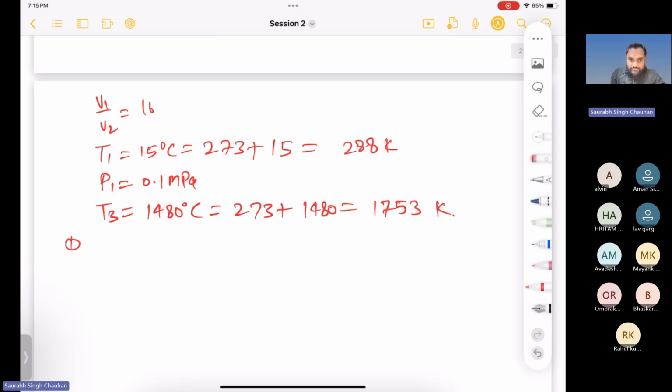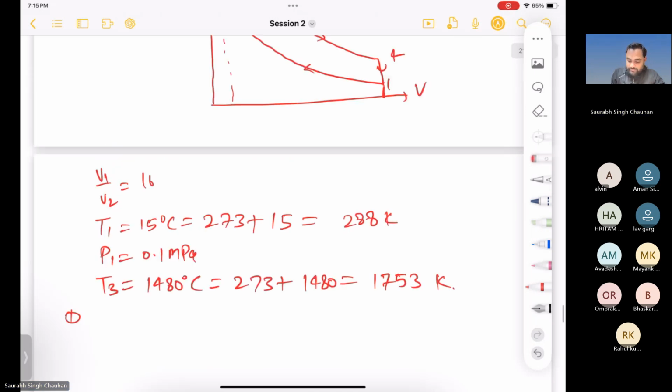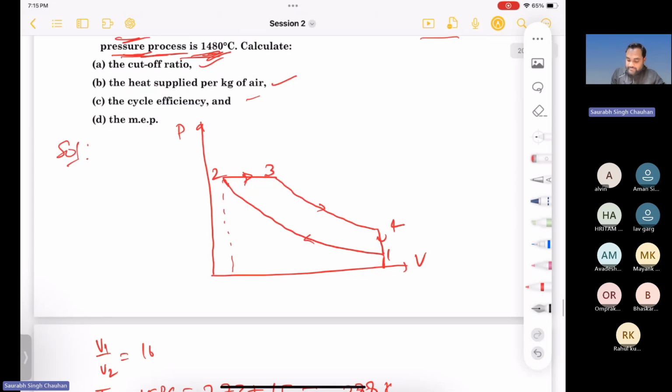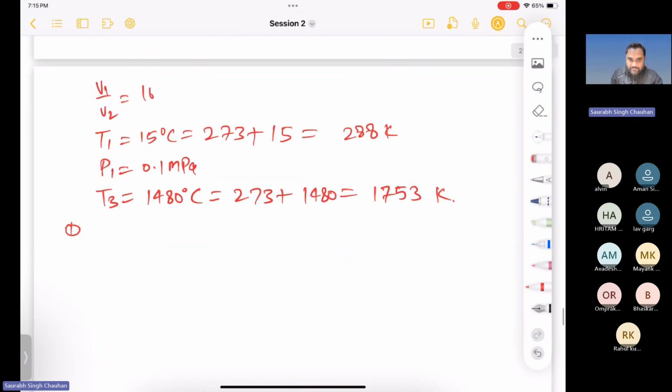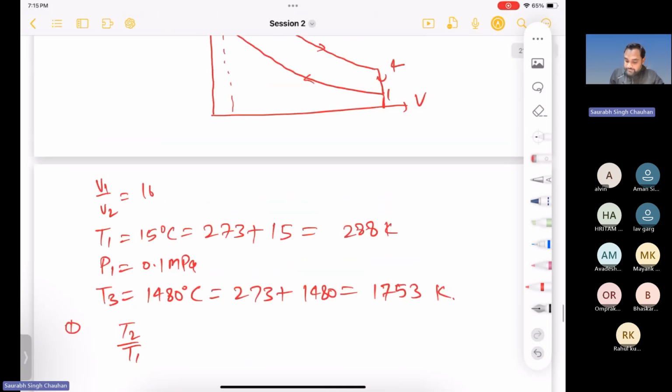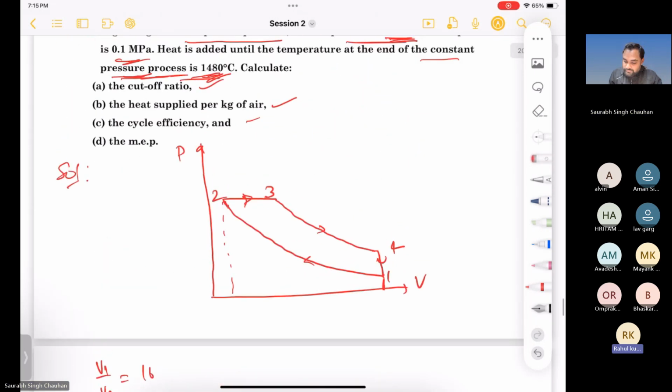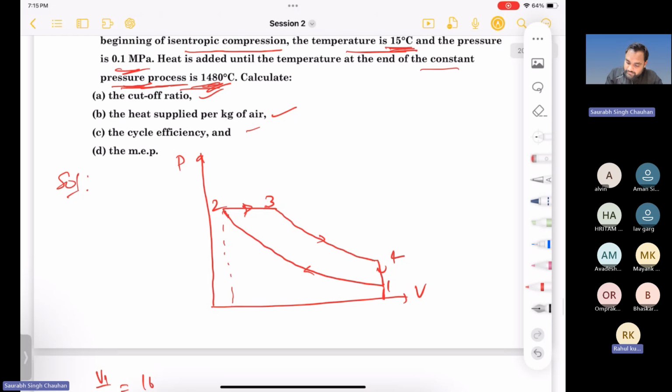So let us start with the first process, that is 1 to 2. Again it is an adiabatic or isentropic process, so you can use that relation. Please also draw the TS diagram. It is helpful to determine temperature, so we can draw the TS diagram as well.